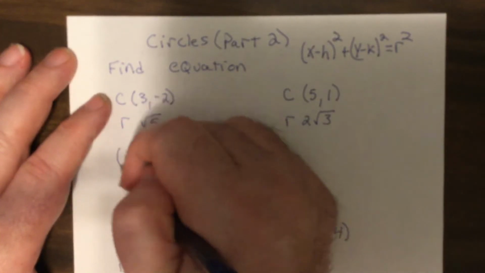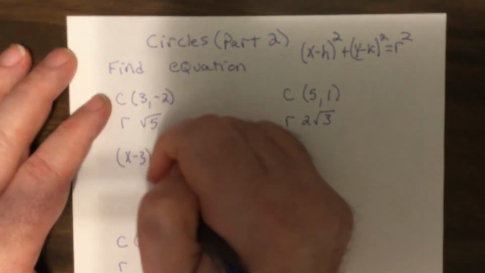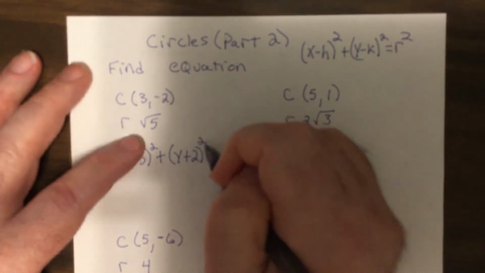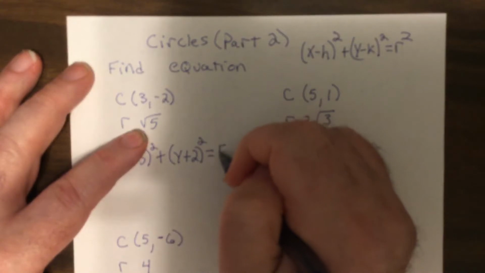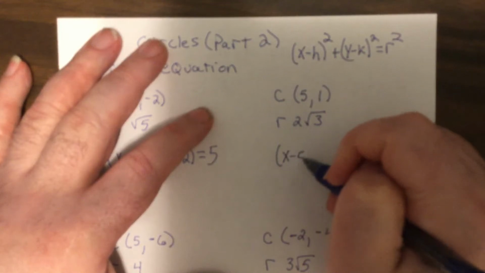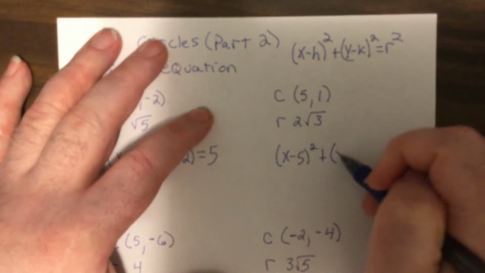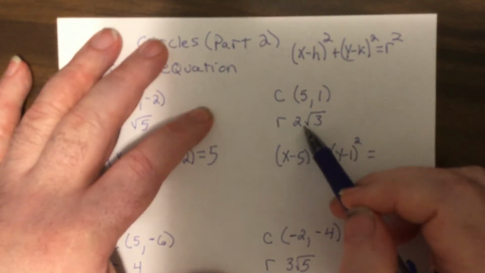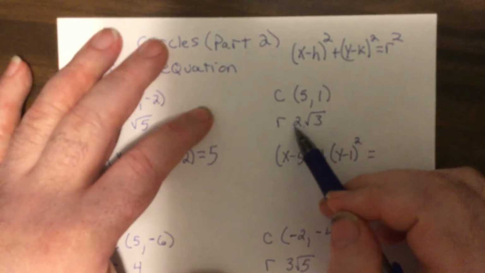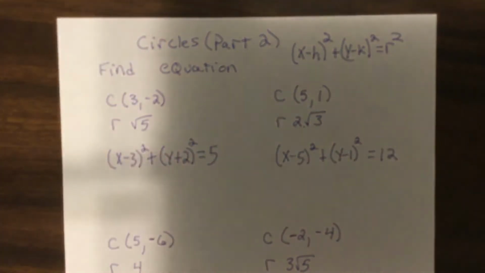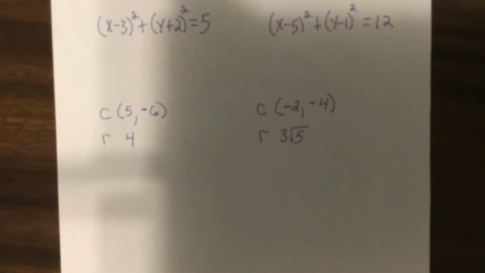Here's the center. So you go (x minus the x number) squared plus (y minus the y number) squared equals r squared. And the square root of 5 squared is 5. Same with this one. (x minus 5) squared plus (y minus the y number) squared equals the radius squared. 2 times the square root of 3 squared: 2 squared is 4, the square root of 3 squared is 3, 4 times 3 is 12. So go ahead and do those two problems for me and then turn me back on.